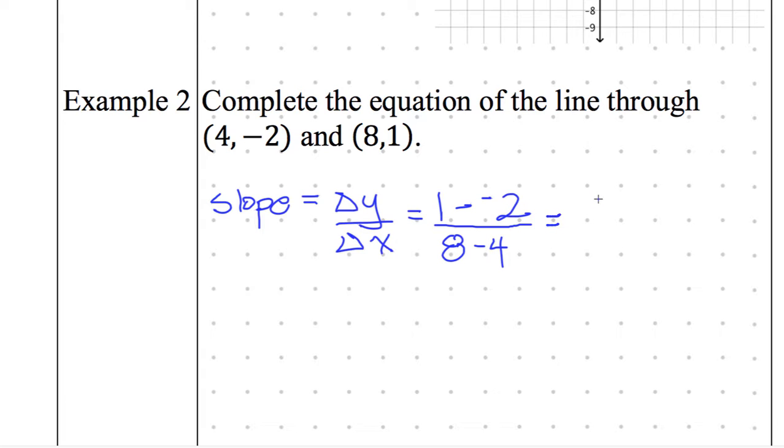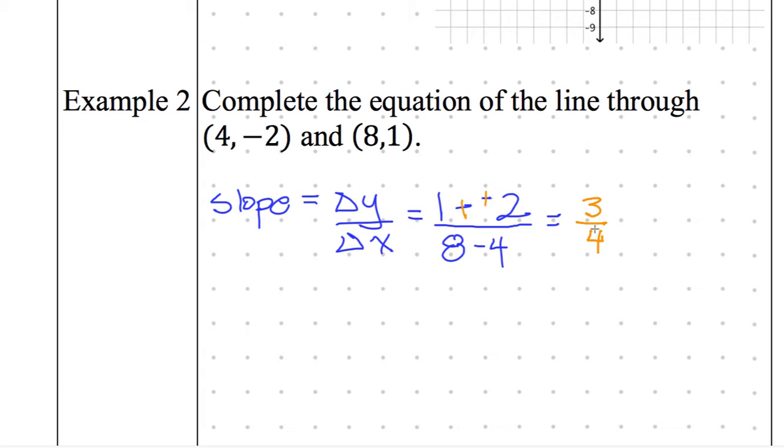All right. Since the top's 2 negatives, you can make both positive. Okay. That's 3 over 4. 3 over 4. There it is. So we have the slope. Thank you, Cohen. But now we need to find the y-intercept.